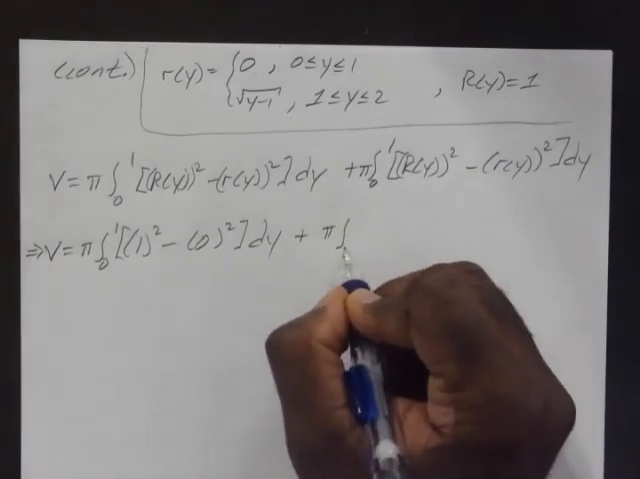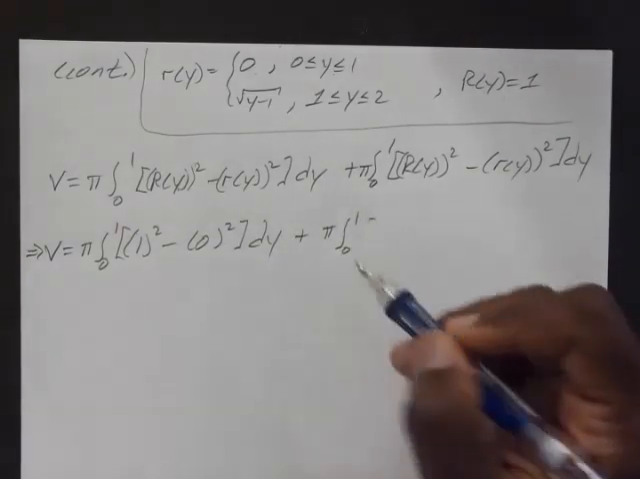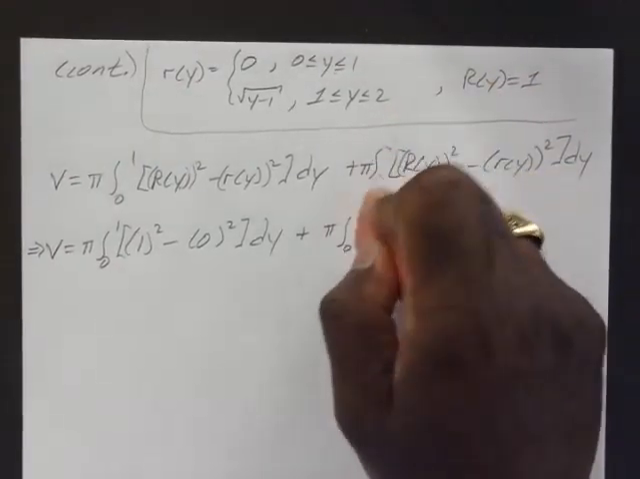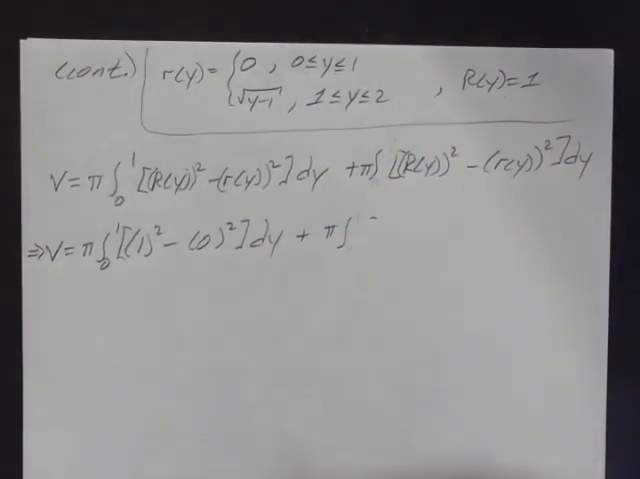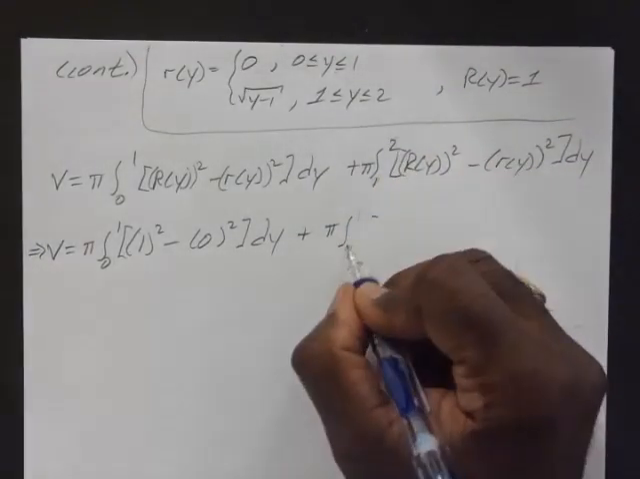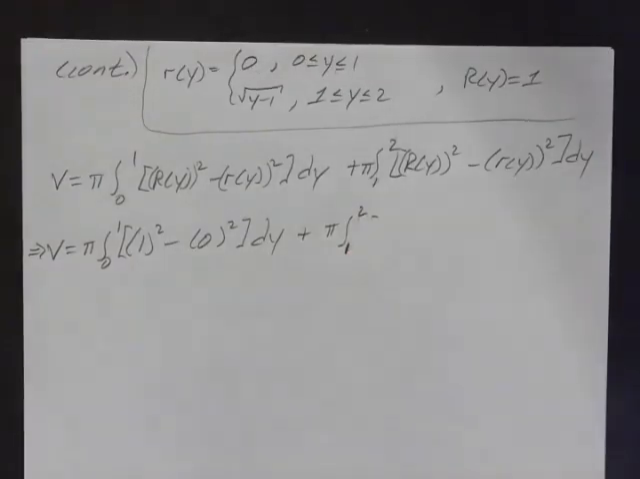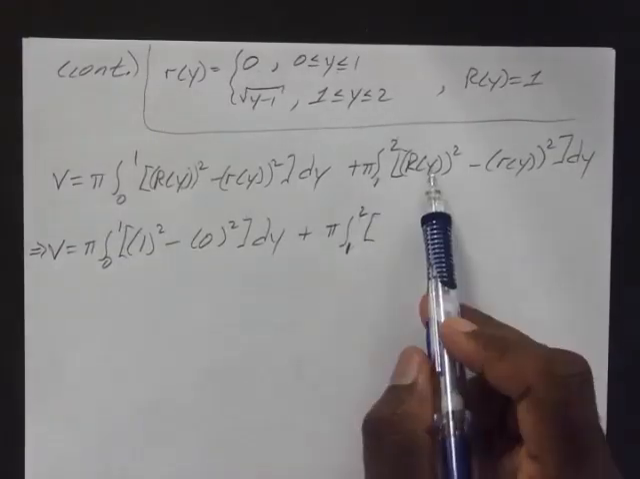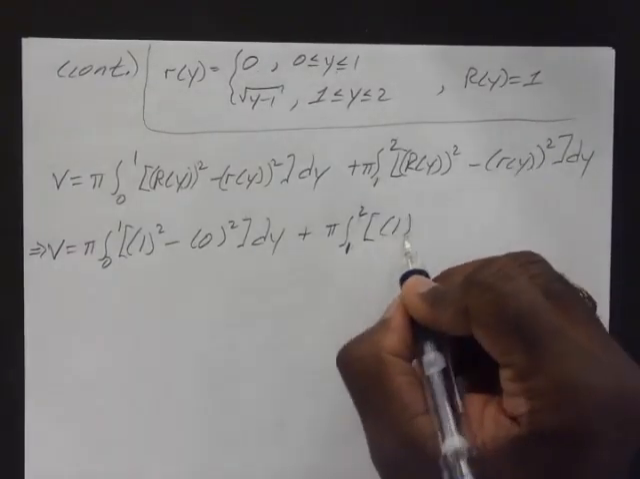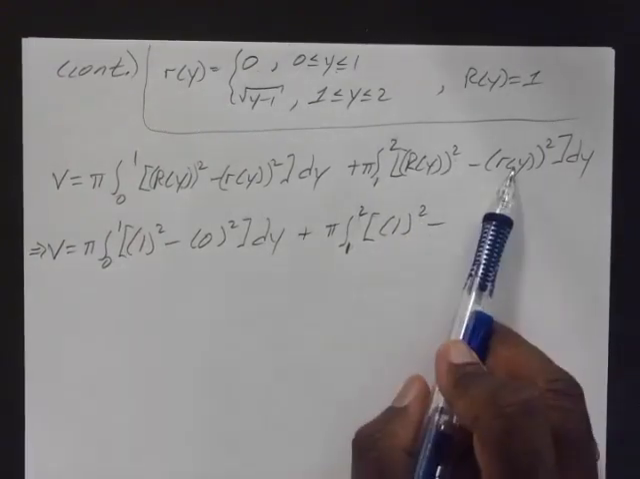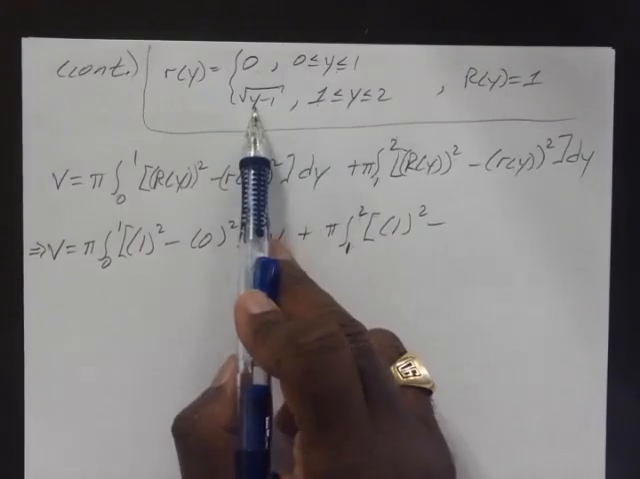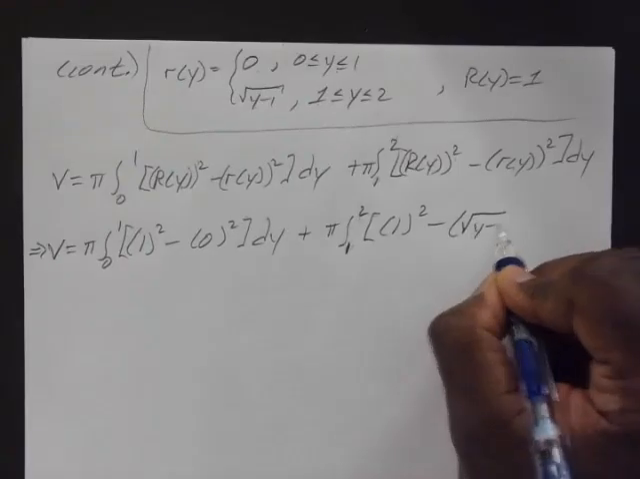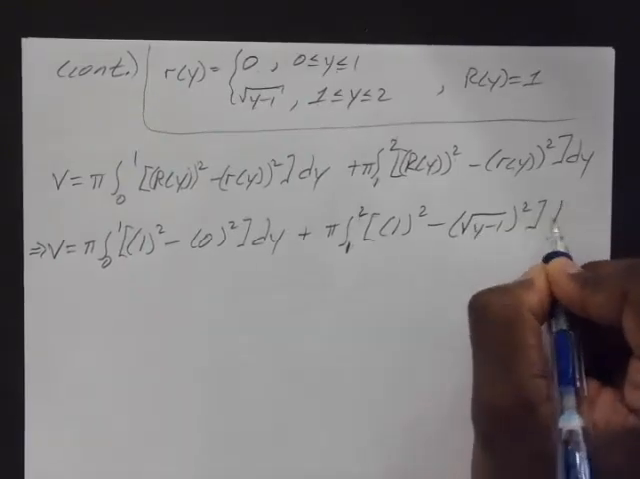Plus pi times the integral from 1 to 2. Why did I repeat that? So it should be from 1 to 2, not 0 to 1. Of our outer radius squared, which is 1 squared, minus our inner radius squared from 1 to 2, which is the square root of y minus 1 squared, with respect to y.